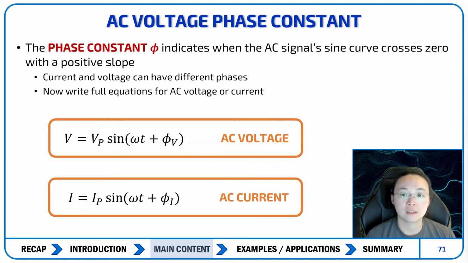Then we take a look at the phase constant. Phase constant indicates when the AC signal's sine curve crosses zero with a positive slope. So the current and voltage can each have different phases, and we can have full equations for AC voltage or current. So essentially, now that we have all three parameters, we are able to craft an equation for each of these quantities. For voltage, we have Vp being the amplitude, and because it's sinusoidal, we have sine of omega t plus your phase constant, providing your phase shift. You have AC current, the exact same thing, but you have Ip sine of omega t plus the phase shift for the current.